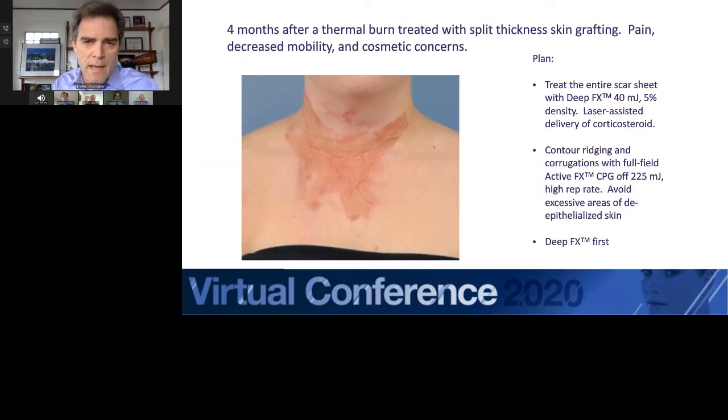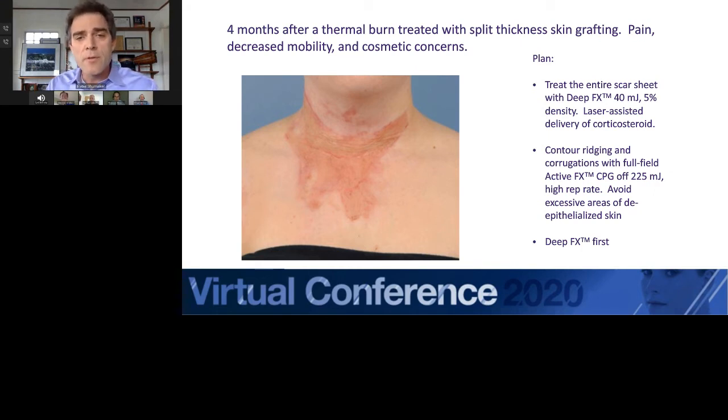So I wanted to present an example here. And this is a patient that we can help a great deal in the clinic. This is a woman in her 20s, 4 months after a thermal burn. So I also want to point out the 4 months here.